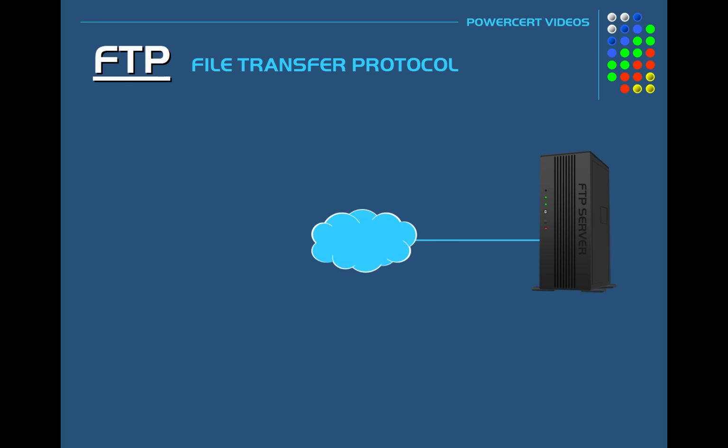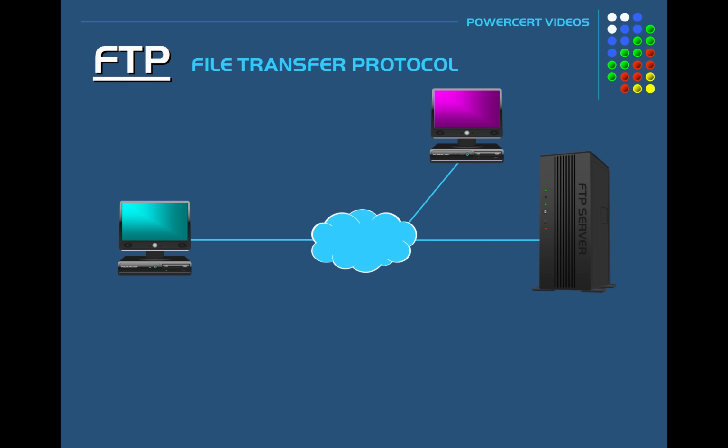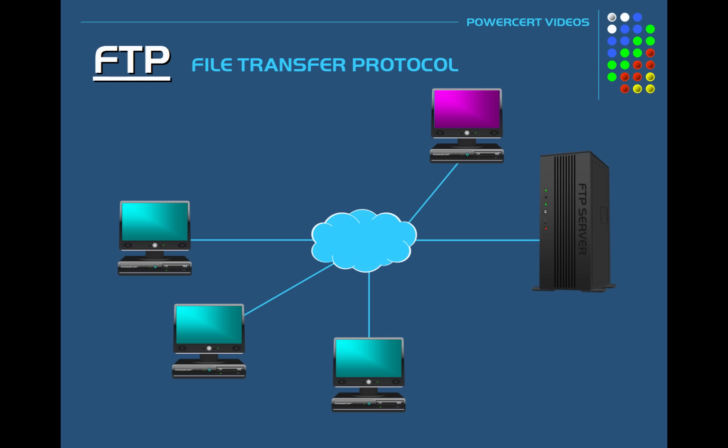So for example, if someone anywhere in the world wanted to make their files available for other people to download, all they would have to do is simply upload their files to the FTP server, and then other people from anywhere in the world can simply connect to that FTP server and download the files using the FTP protocol. Now in this example, this person is using a dedicated FTP server to share their files.